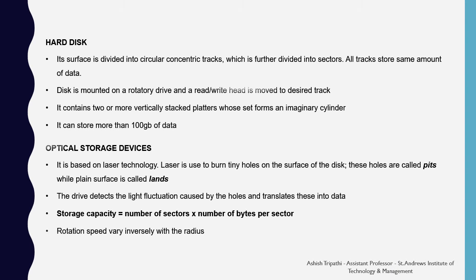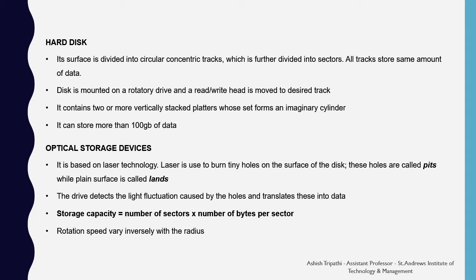Hard disk. Its surface is divided into circular concentric tracks, which are further divided into sectors. All tracks store the same amount of data. The disk is mounted on a rotary drive and a read-write head is moved to the desired track. It contains two or more vertically stacked platters whose set forms an imaginary cylinder. It can store more than 100 GB of data.